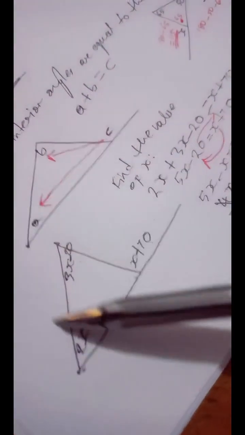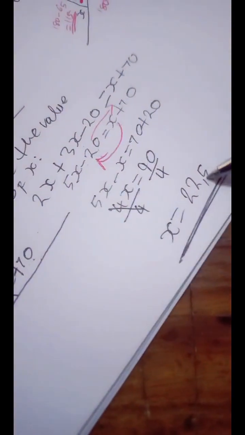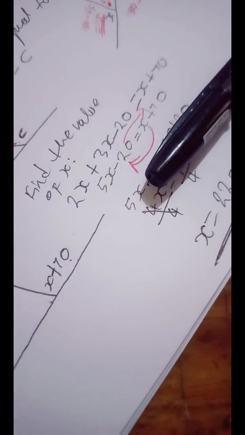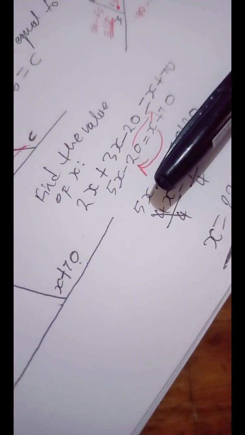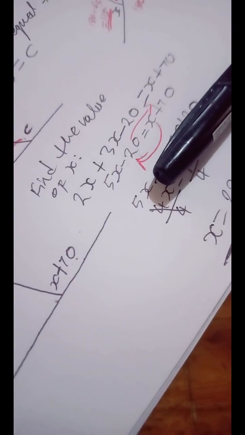So that means x on this triangle is what? 22 point what? 22.5. That's our x. I hope we are together there.